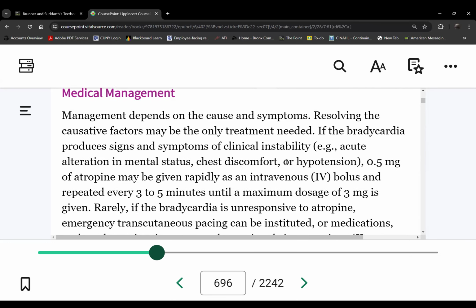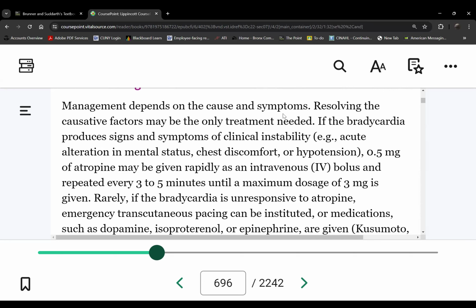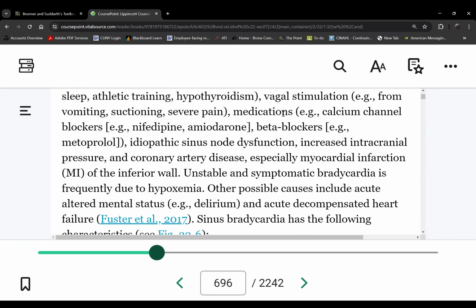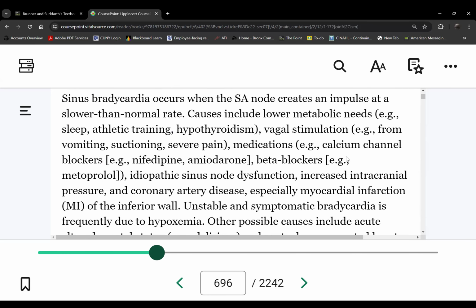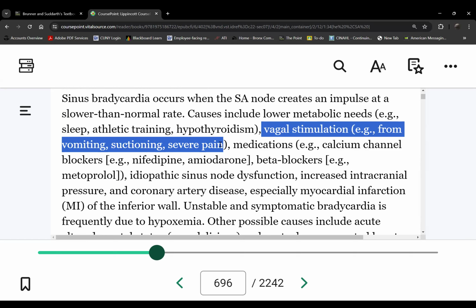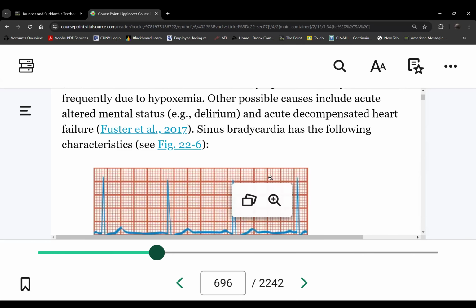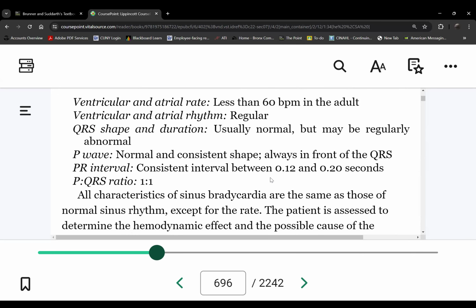Management is pretty simple. It depends. Does the patient have symptoms? If they have symptoms, you have two choices. You either identify and eliminate the cause, meaning you find out what's causing this patient's sinus bradycardia. Look at the list. Maybe it's these medications, or maybe the patient is vomiting, or in pain, or being suctioned, or giving birth to a really big turd. That's causing it. Then you treat it, and you get rid of the dysrhythmia. If you're unable to find and treat the cause, then medications will be appropriate.